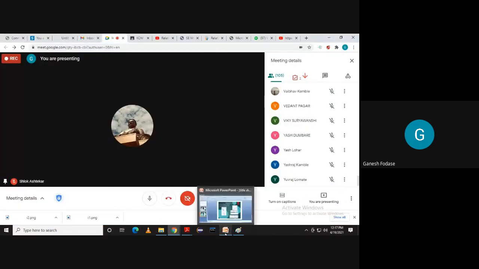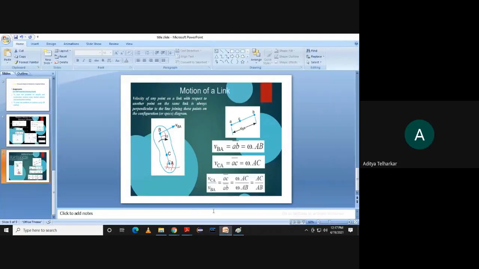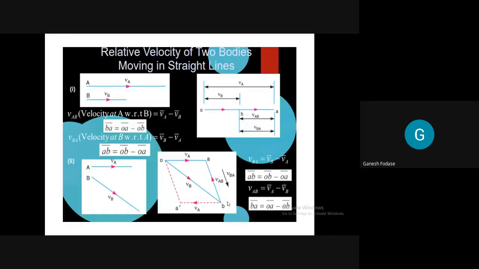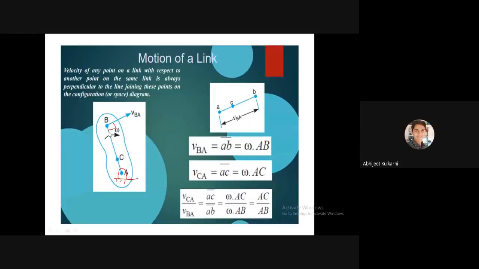You can give the answer by unmuting, don't worry about that. For relative motion between two links, where is there relative motion? I said two points are there, A and B. It's rigid, sir. Yes, that is what I said. It is a rigid link. Sir, because both the points are on the same line.